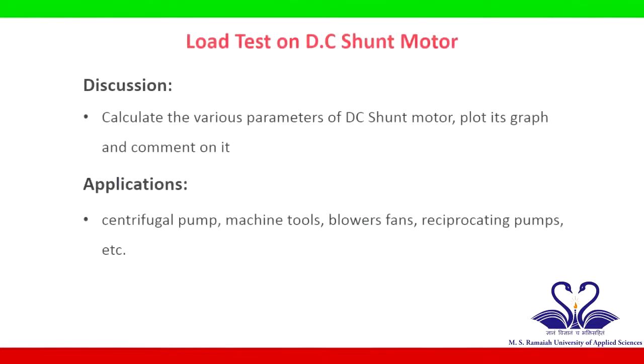Discussion. After conducting this experiment, calculate the various parameters of DC shunt motor and plot its characteristics and also comment on the results. Applications. It is used in the centrifugal pump, machine tools, fans, reciprocating pumps, etc.